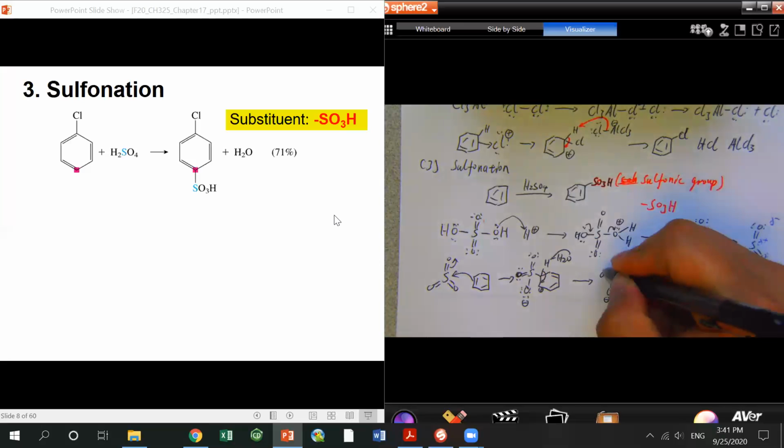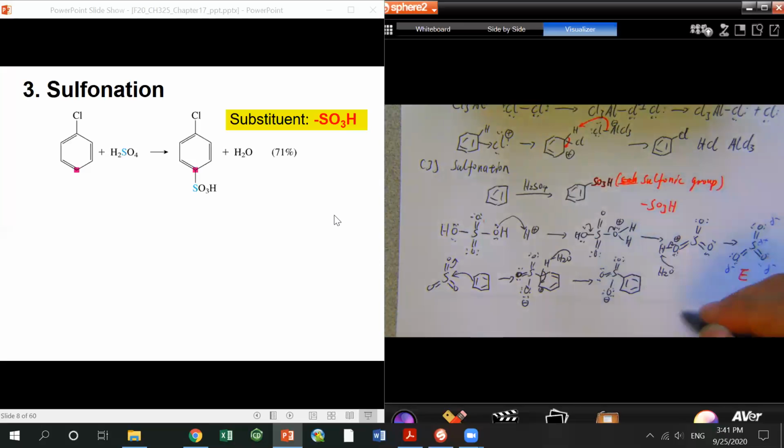We can put the lone pair electrons back. Eventually, because that's under acid conditions, this negatively charged oxygen picks up a hydrogen, so you give the final sulfuric acid.